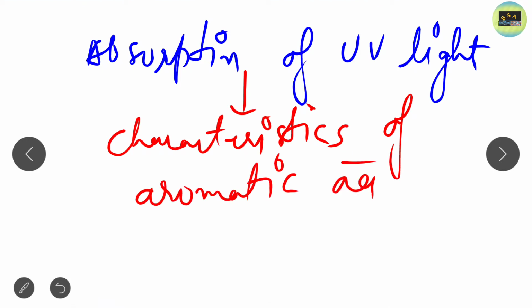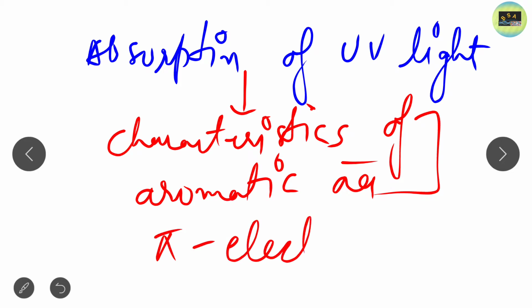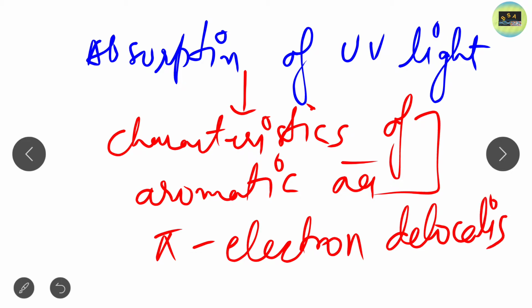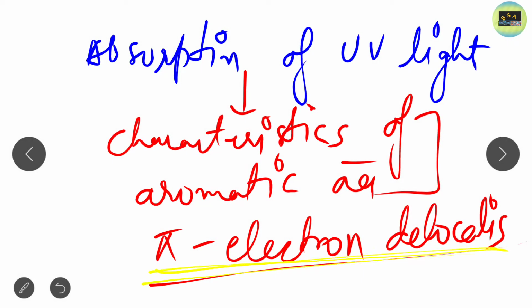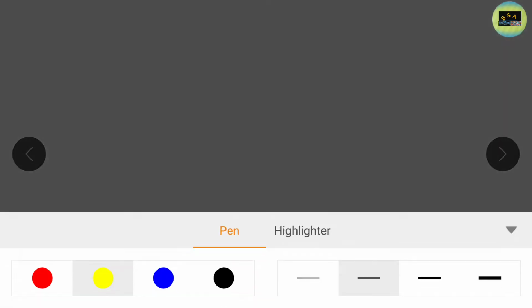So phenylalanine can absorb UV light. Now there is a question: why can phenylalanine absorb UV light, or why can aromatic amino acids absorb UV light? Due to pi electron delocalization. Clear? This is the reason aromatic amino acids can absorb UV light. So this is all about phenylalanine. Now the last structure of the non-polar amino acids is tryptophan.